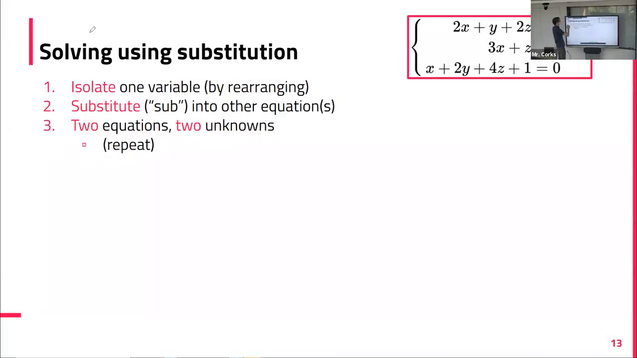All right, so solving with substitution, we're doing the same thing as before. We'll isolate one variable and we are going to substitute that into other equations. And then the result will be a 2x2 system. And then we do our process for solving the 2x2 system, and then we get down to solving one variable.